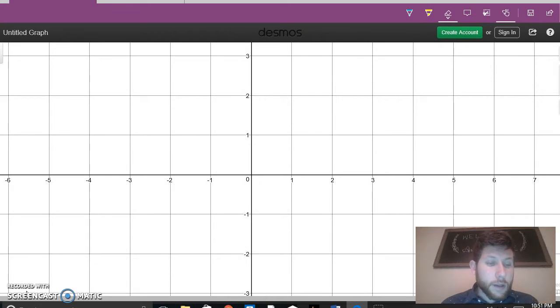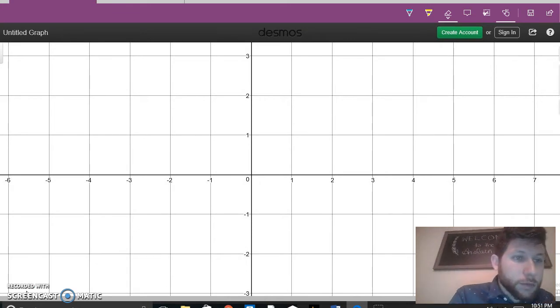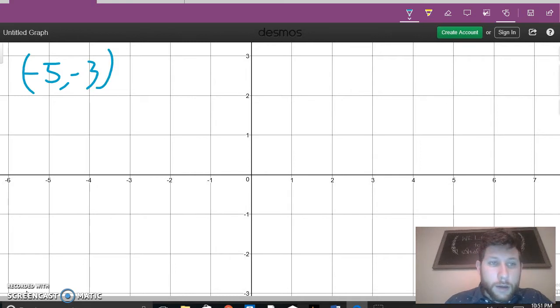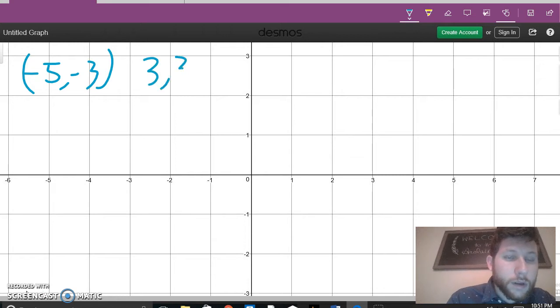Let's say that I'm dealing with these 2 points, -5, -3, and 3, 3. Let's say I want to find the midpoint, distance, and slope of these 2 points. So let's start by graphing. There's a point there, then (3, 3) is here, right?